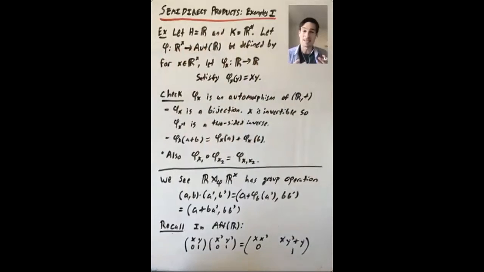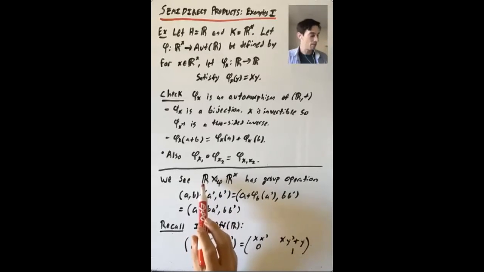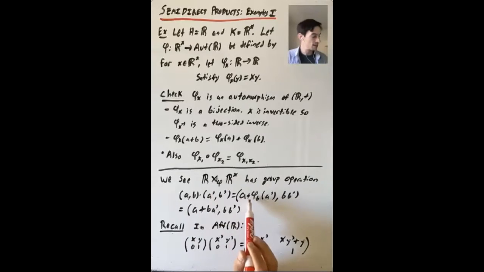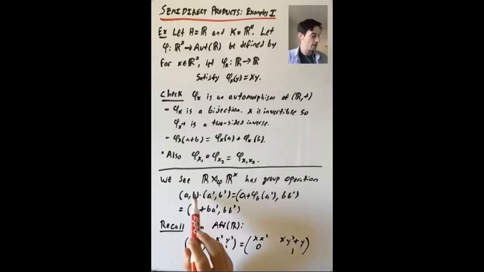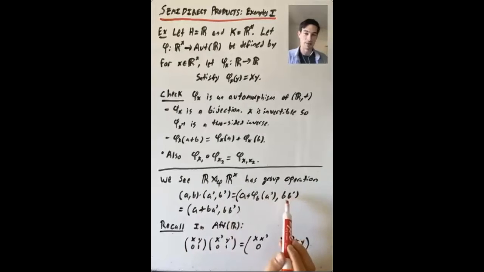So the semidirect product makes sense. What is it? Well, it has this group operation (a, b) times (a', b'). Well, that's a times phi b applied to a', except remember in the first factor the operation is plus. So instead I'll write a plus phi b of a', and then b times b' in the second component. And what is phi b of a'? Well, that's just b times a'. So we get (a plus b a', b b').